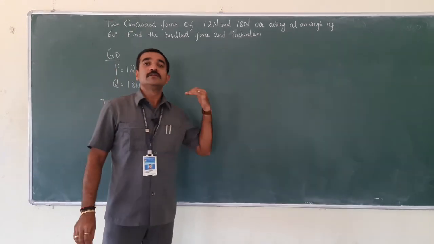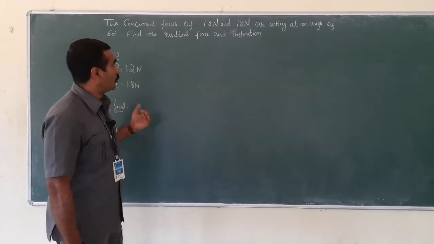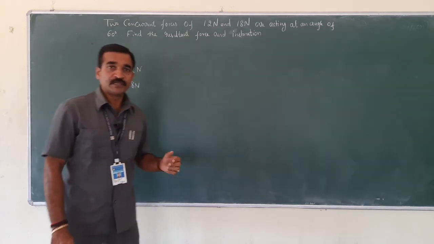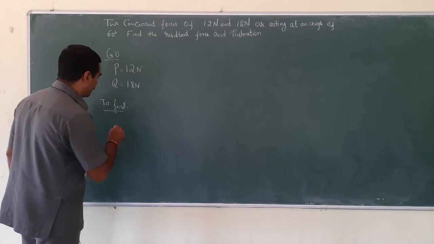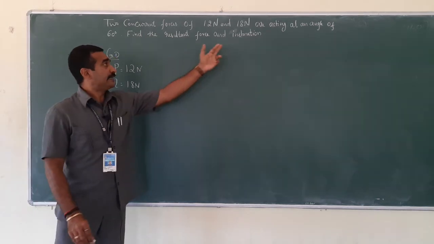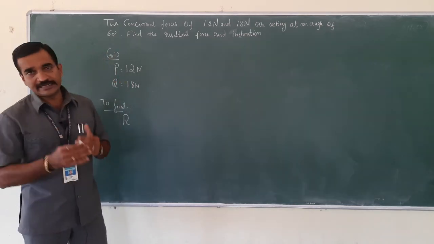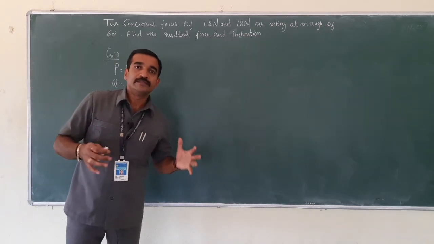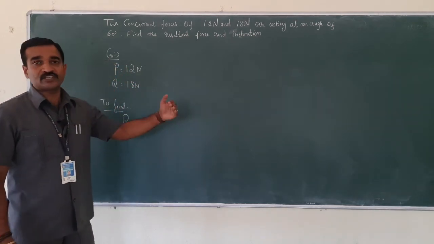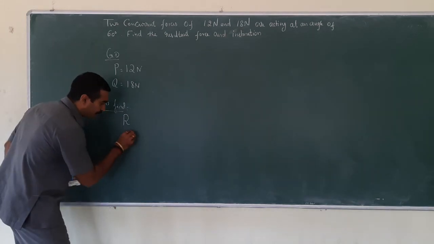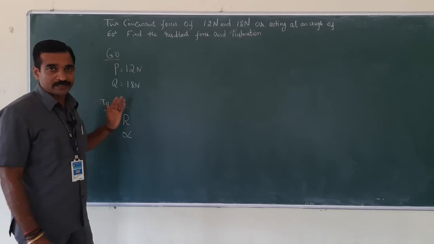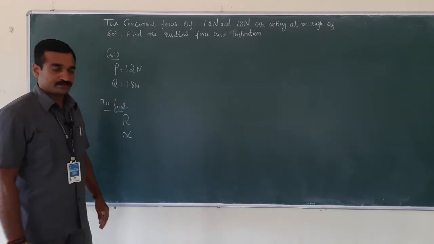To find: what needs to be found out here. It says resultant force and inclination. That is the magnitude of the resultant, which is R, and the inclination, which is nothing but the direction of the resultant. This is the direction or the inclination, which can be represented by alpha.